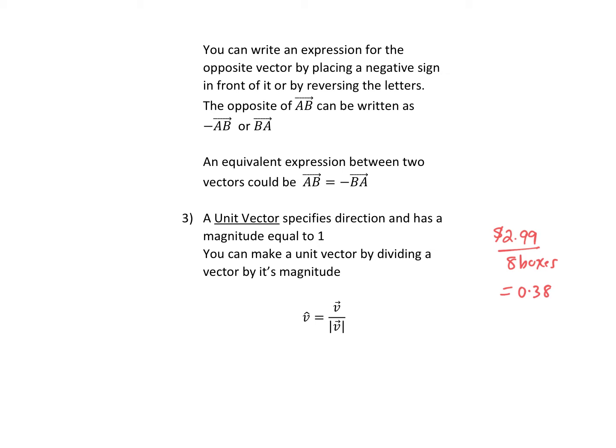You can find the unit vector by dividing a vector by its magnitude. You'll notice that the symbol for a unit vector is V hat or V cap. It has that little cap symbol on it, which is different than a vector, which is an arrow. So if you see that little cap or hat on the V, that means we are referring to the unit vector.